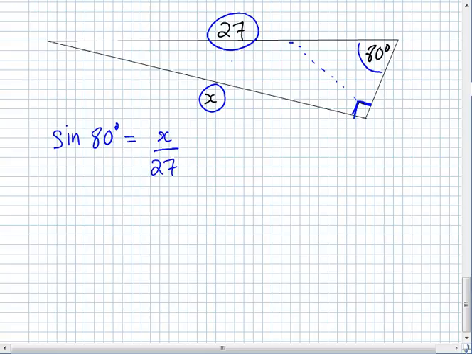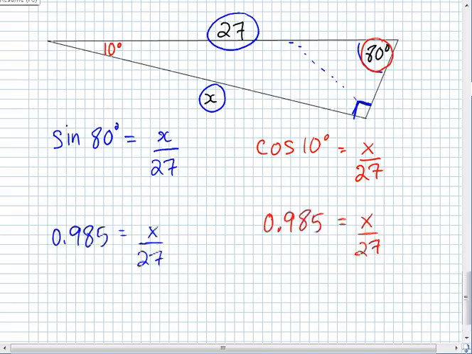Now when I say you have to use sine, really you don't, because there are 180 degrees in a triangle, so if this angle here is 80, then this angle here is 10. So what I could do instead, if I wanted to be an individual and not be stifled by restrictions on what you can or cannot use, is use cosine of 10 degrees and say that's equal to x over 27. If you quickly check on your calculator, you'll see that sine of 80 and cosine of 10 are exactly the same thing. You get 0.985 for both.